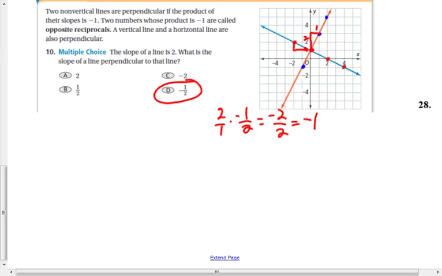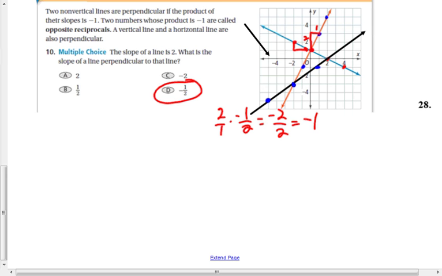Let me give you one more example of that. I'll just draw a line in here. The slope is, say, 2/3, up 2 over 3. That's about right there. All right, now I'm going to draw a line that is perpendicular to that.